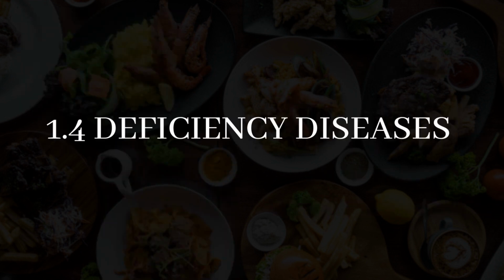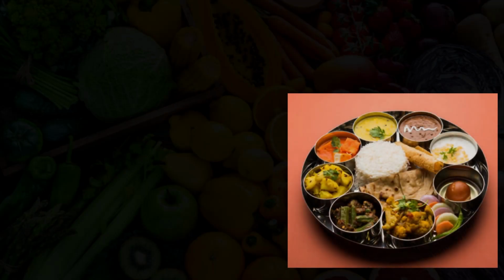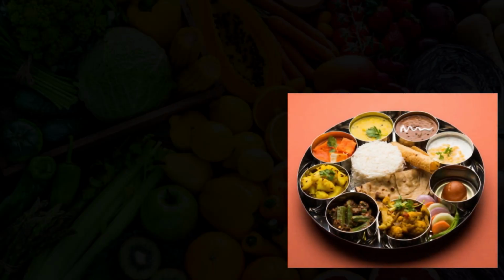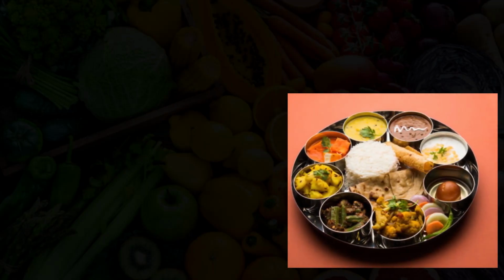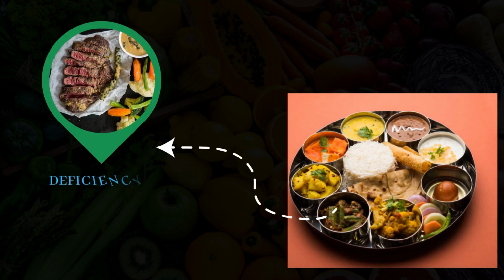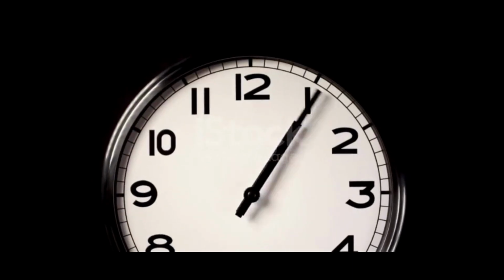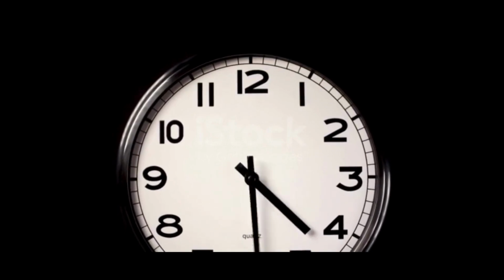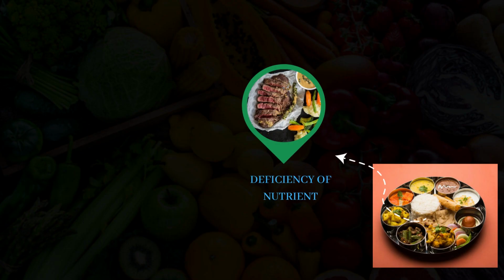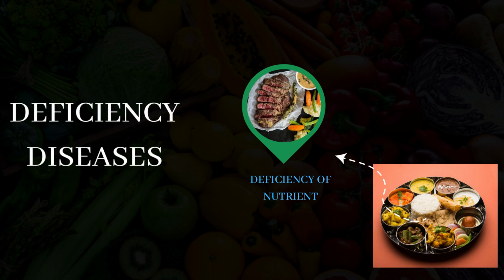1.4 Deficiency diseases. Sometimes, even if someone is eating enough food, they may not be getting all the important nutrients their body needs. This can happen if the food they eat doesn't have a particular nutrient. If this continues for a long time, it can cause a deficiency of that nutrient in their body. When our bodies don't get enough of certain nutrients over a long period, it can lead to diseases or disorders. We call these health problems deficiency diseases.